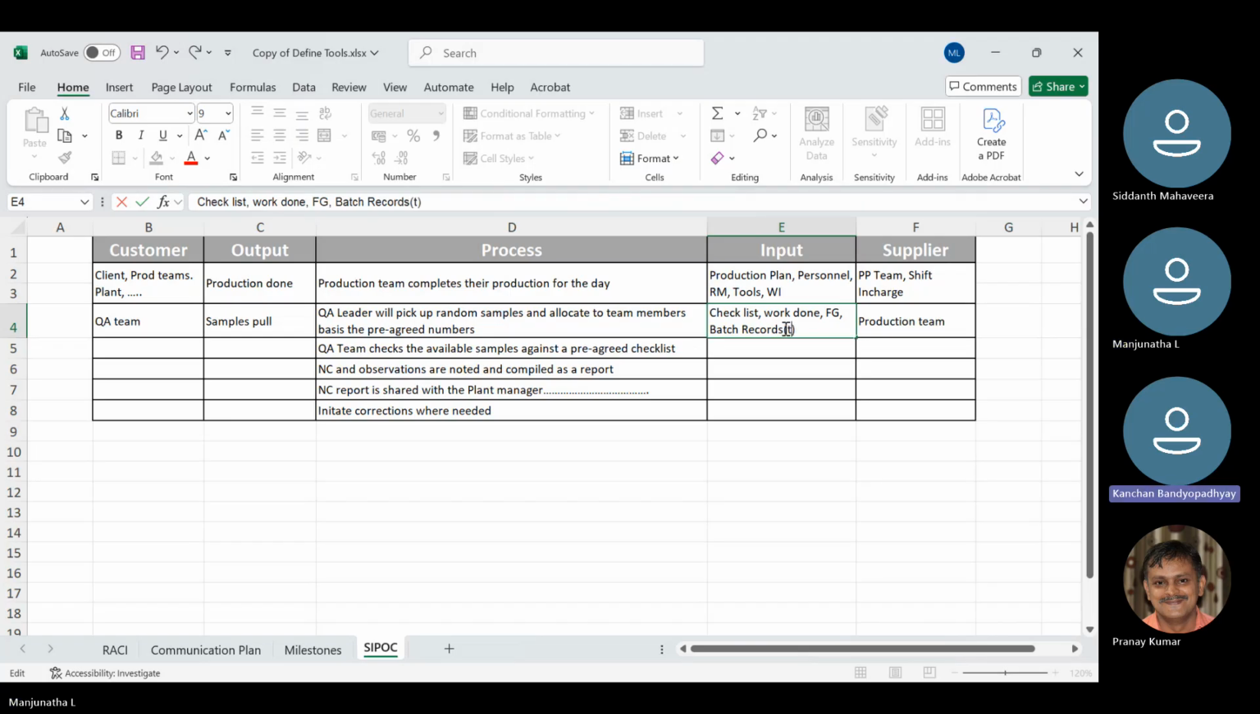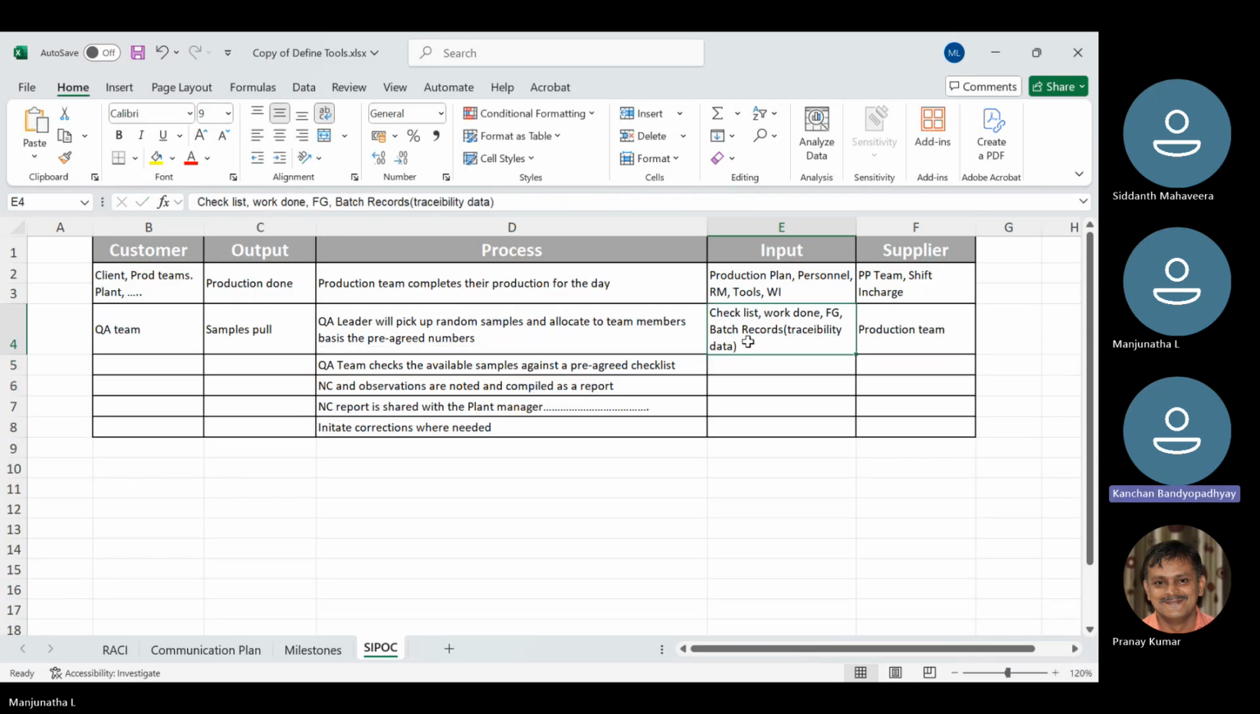And the output would be my sample allocation list or the samples pool. So who would be my customer? The customer would be my QA team, and the supplier would be my production team or system.